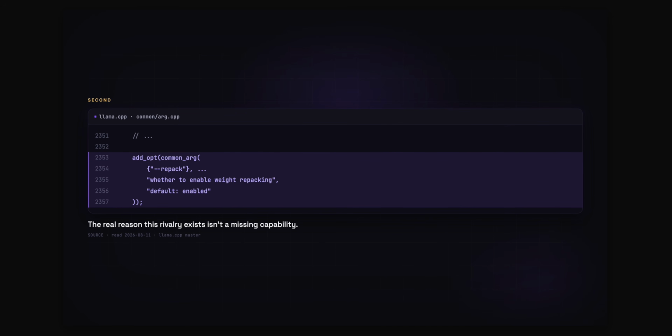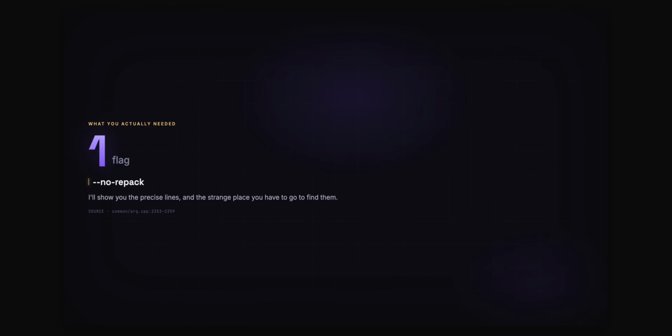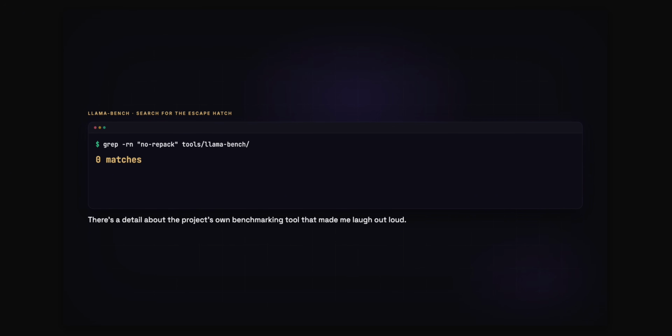Second, buried in llama.cpp's source, I found the real reason this rivalry exists at all. And it isn't a missing capability, it's a default. A single default setting that on models bigger than your memory fails with an error that looks exactly like your computer is too small, when what you actually needed was one flag. I'll show you the precise lines where that flag lives, and the genuinely strange place you have to go to find it. There's a detail about the project's own benchmarking tool in there that made me laugh out loud.